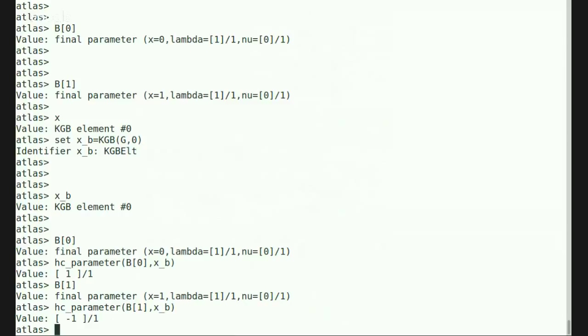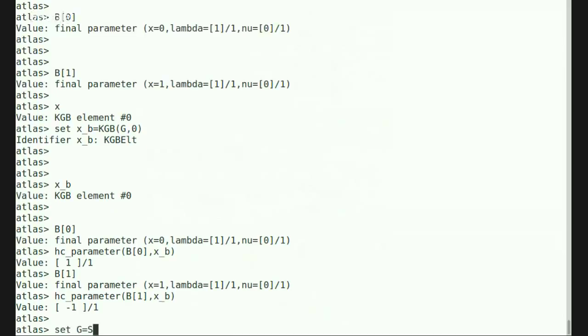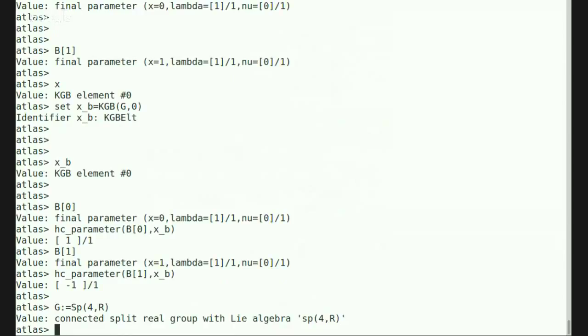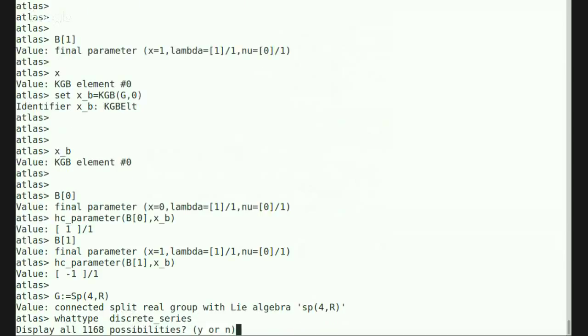Now, one thing that's helpful is, let's see, what do I want to say? Well, let's do a slightly bigger example. Let's say G is equal to SP, sorry, my caps lock key, G is equal to SP, excuse me, for R. Okay. Now there's a command in all parameters, I believe it is. Let's check the command. What type? Discrete series.